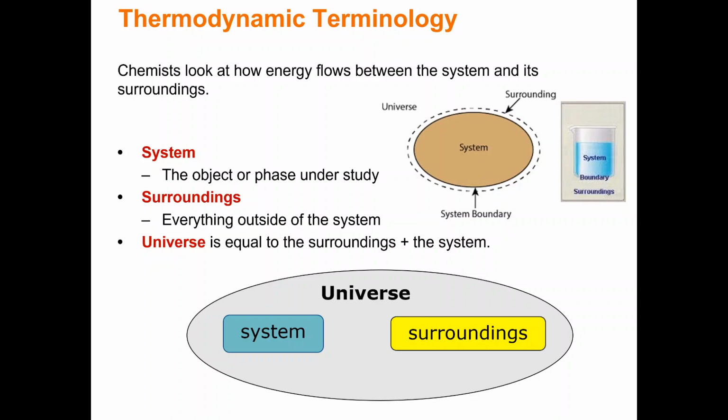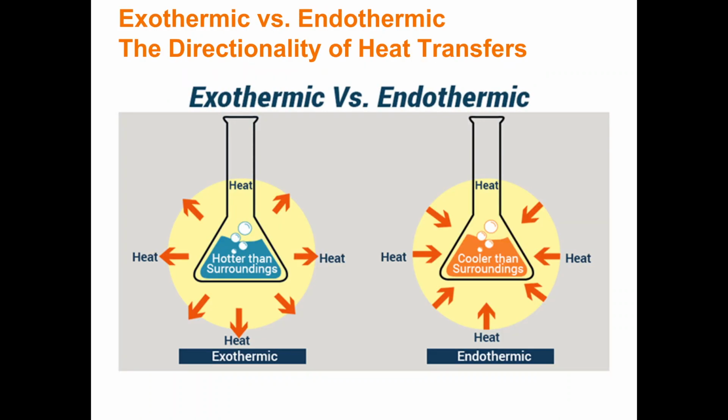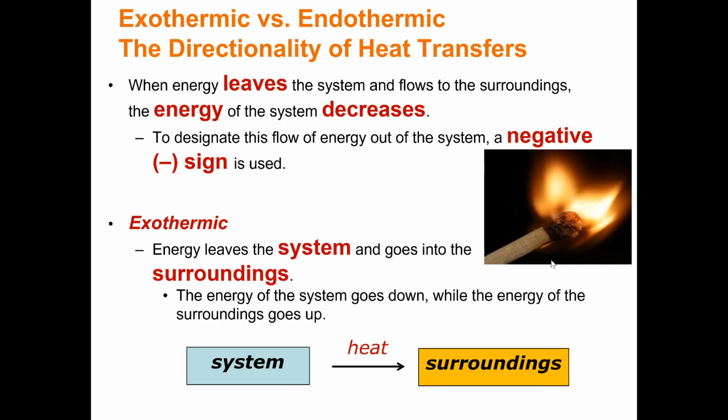So we left off talking about the idea of the system, the surroundings, and the universe. Okay, so let's talk about how heat transfers between these. We have either an exothermic process or an endothermic process. With an exothermic process, heat is leaving the system into the surroundings. With an endothermic process, heat is leaving the surroundings into the system. Okay, so exothermic, heat flows from the system into the surroundings, and in an endothermic process, heat travels from the surroundings into the system. Okay, so let's look at these a little bit deeper.